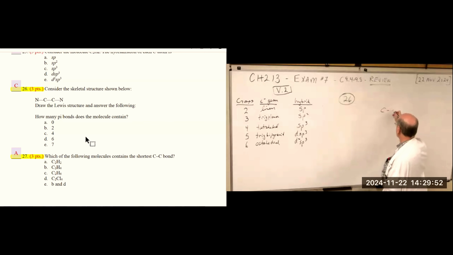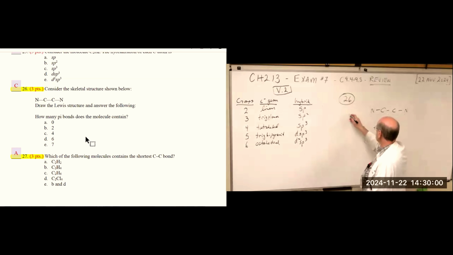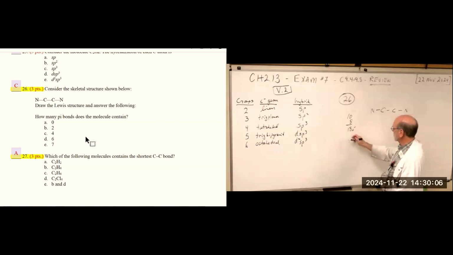Let's see. Carbon, carbon, nitrogen, nitrogen. I'm going to do this full Lewis. So that's 2 times 5 is 10, and 2 times 4 is 8. 18 electrons. 2, 4, 6. It's 12. 2, 4, 6, 8, 10, 12.